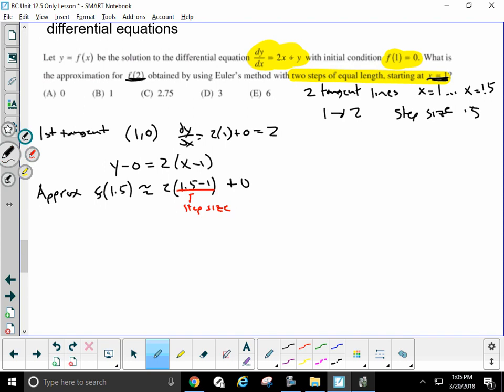Okay, and I get 2 times 1 half, which is 1. I was thinking 1.5 minus 0. Thank you. I am going to assume that point, (1.5, 1), is on my function. We'll find the slope of the tangent at that point.